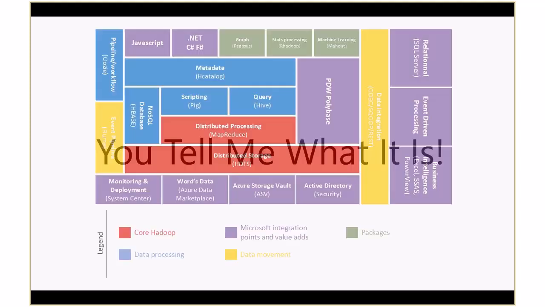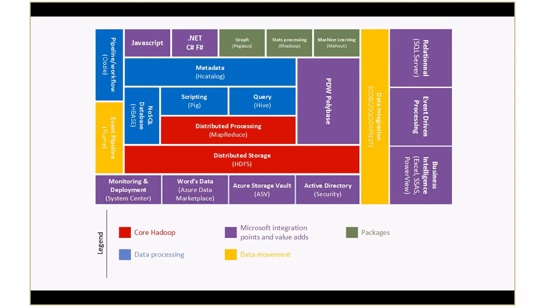And I think I have a slide here that just says that. So this is a snapshot of the Hadoop ecosystem from Microsoft's point of view. As you see there in the middle, there are two red boxes. One is distributed storage using HDFS, Hadoop Distributed File System. And then we've got this idea of distributed processing, which for a long time was very strongly related to MapReduce.